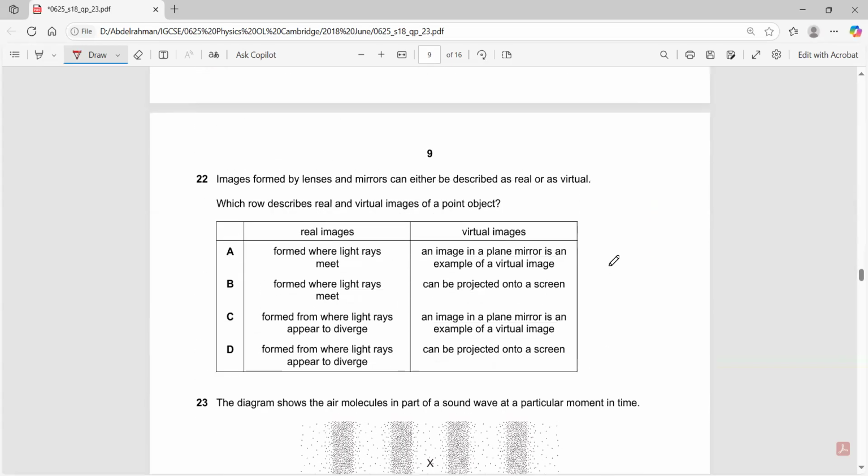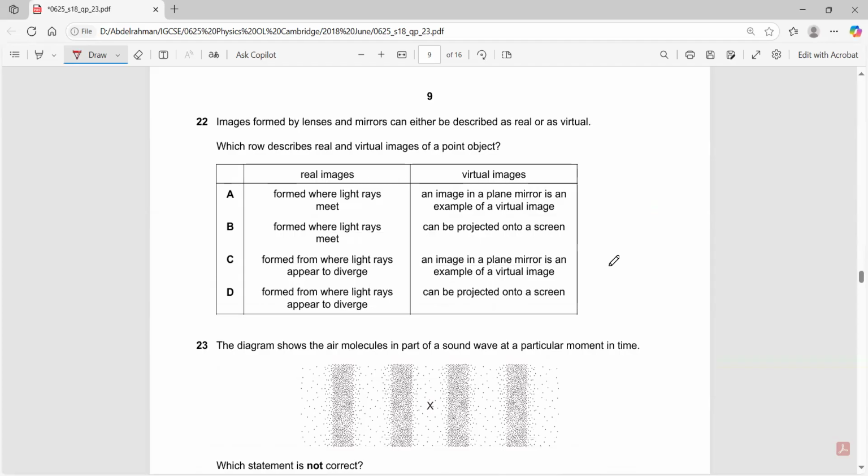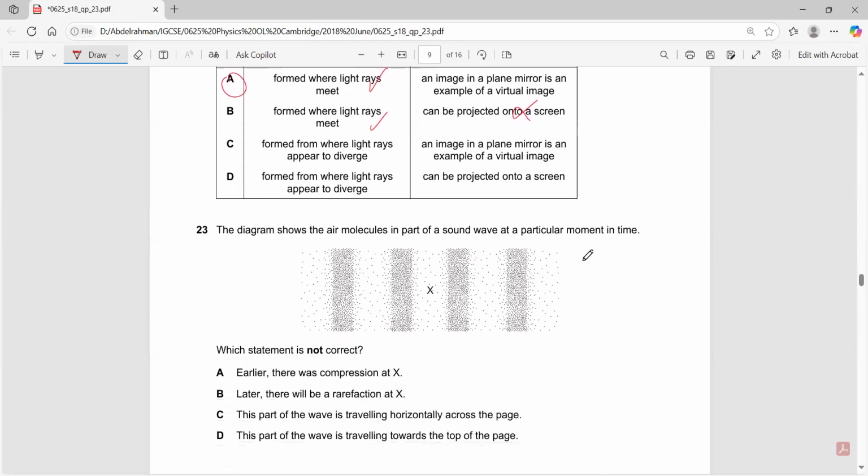Which row describes real and virtual images of a point? Real images are formed where light rays meet. Don't they form where the light rays meet? Yes, they do. What about virtual images? An image in a plane mirror is an example of a virtual image. Can they be projected? No, they cannot be projected on the screen. That's the definition of a virtual image. Yes, so A is correct.